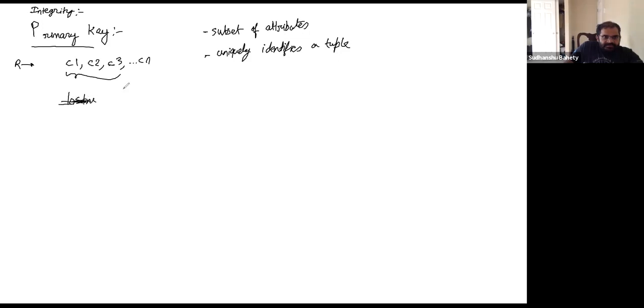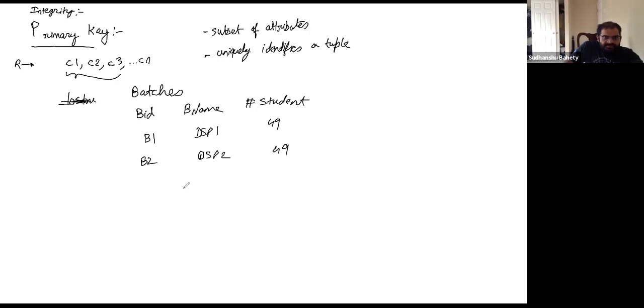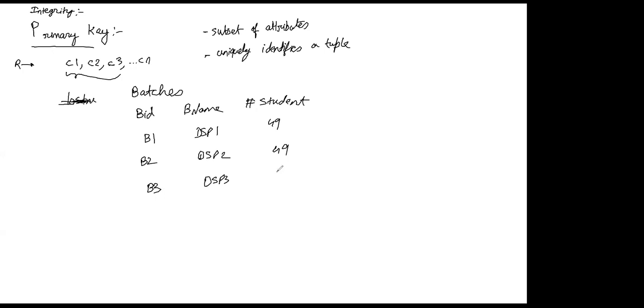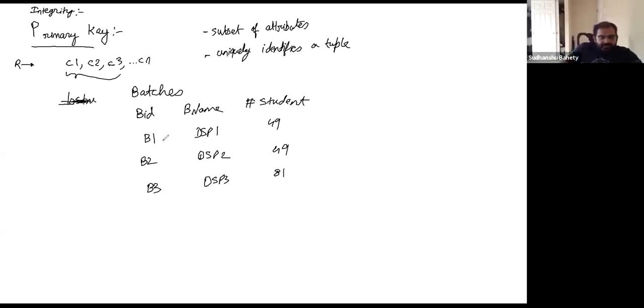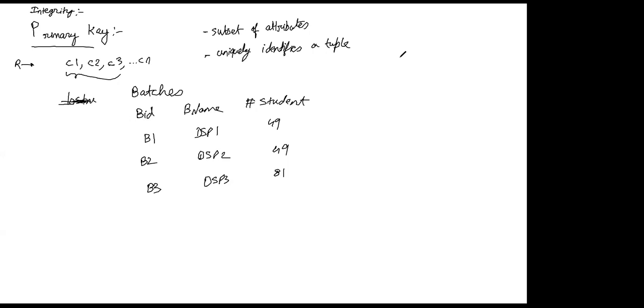or do you want to pick any other? Let's say batches. You have a relation for batches. So you have batch ID, you have batch name, and you have number of students, right? So entries will be B1, DSP1, number of students is 49, B2, DSP2, students is 49, and then there will be B3, DSP3, is 81, say, right?